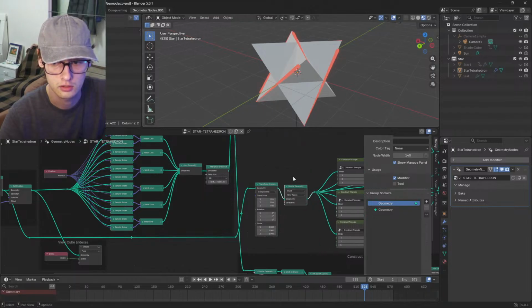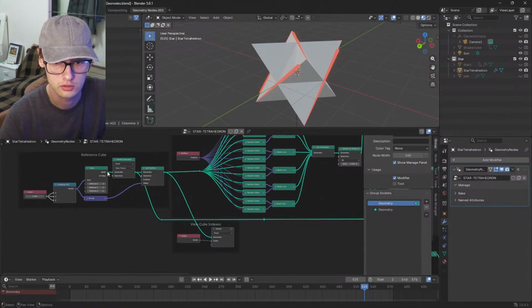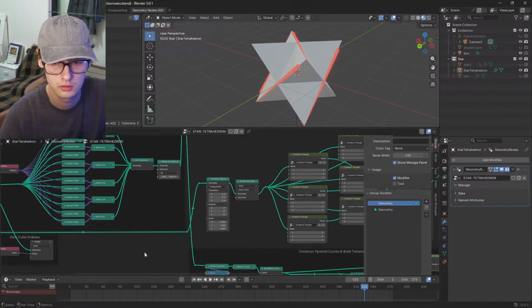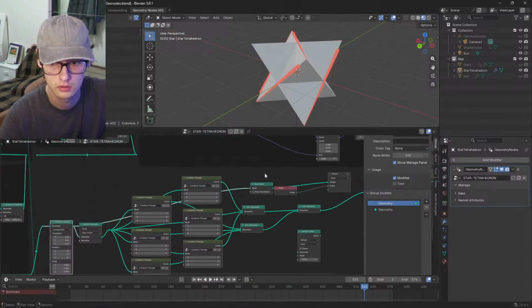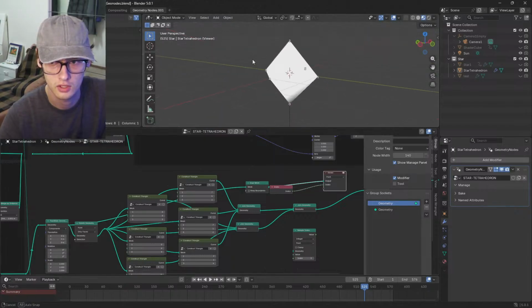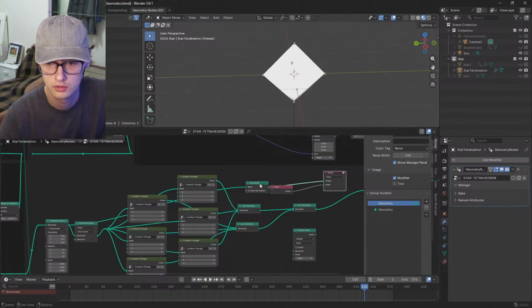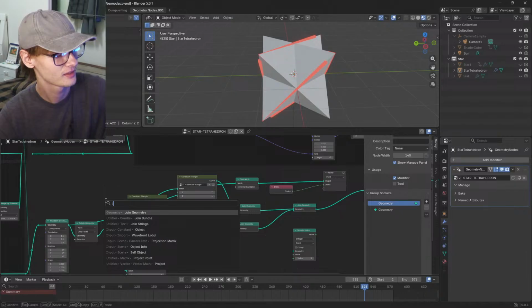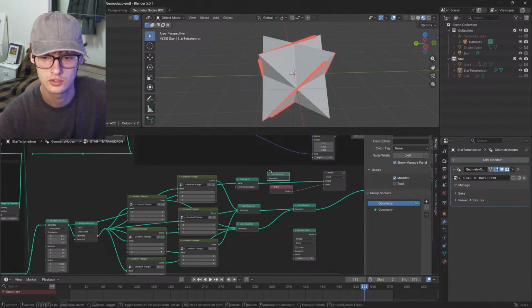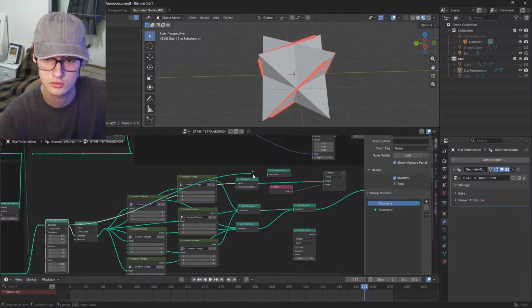Let's add this here. Let's take this there. And then let's bring this here. And that will work, kind of, yeah? Okay. It created the vertices I wanted. But now I've got to combine it with the original, I think. Join geometry. This is getting so convoluted so fast.